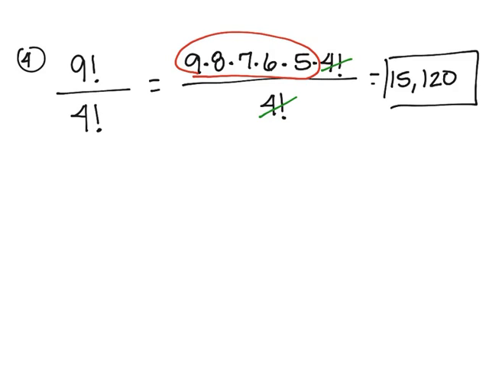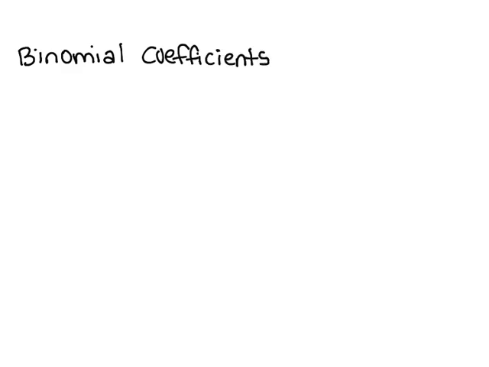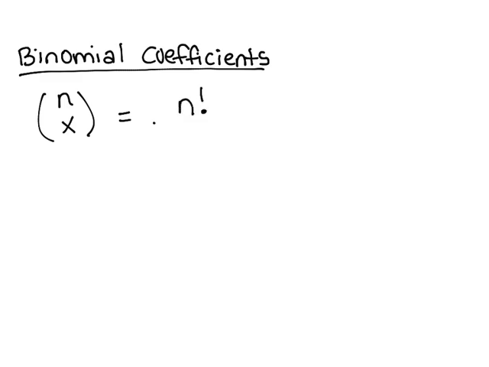So, with that being said, binomial coefficients. They're going to be set up as n over x. Now, we look at it like a fraction, but you don't actually have the division line. The formula for finding binomial coefficients is the factorial of n, over the factorial of x, times the factorial of n minus x.